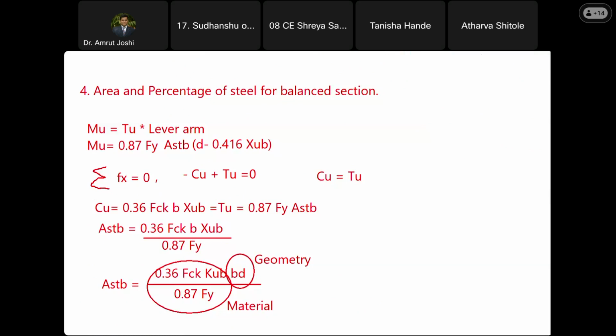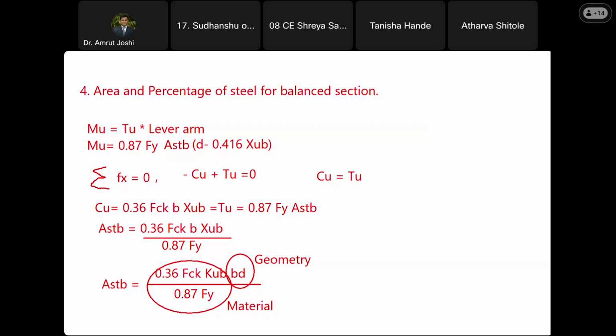So if I were to calculate the percentage of steel, let me write that down. How do I calculate the percentage of steel? From this, that percentage of steel I am going to denote as PST. Are you with me? Percentage of steel on tension side. S stands for steel, T stands for tension side, and B stands for balance section. So percentage of steel on tension side for balance section. Are you with me?